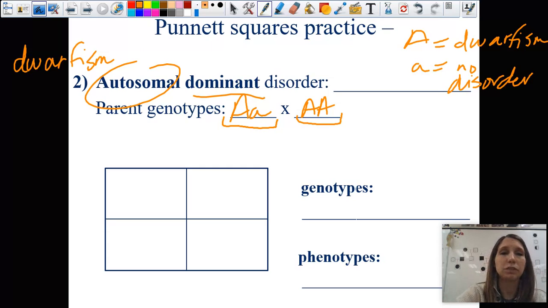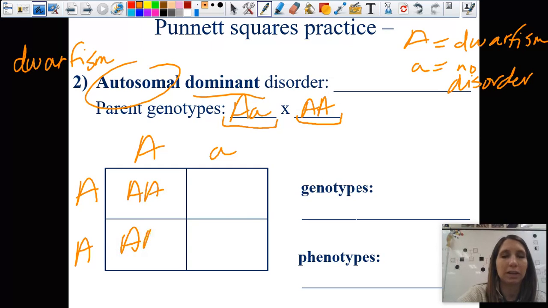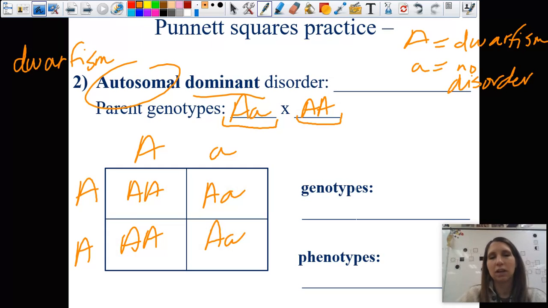So if I cross these 2 parents, big A, little a, big A, big A, I'm going to get the same genotype ratio, but my phenotypes in this case are going to differ. For my genotypes, I could again say I have 1 big A big A to 1 big A little a, or 2 to 2, or 50% to 50%, or half to half. All of that would be equivalent.